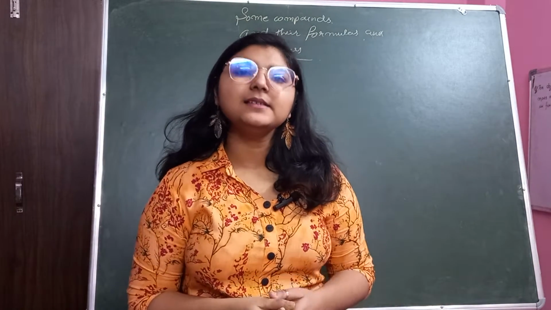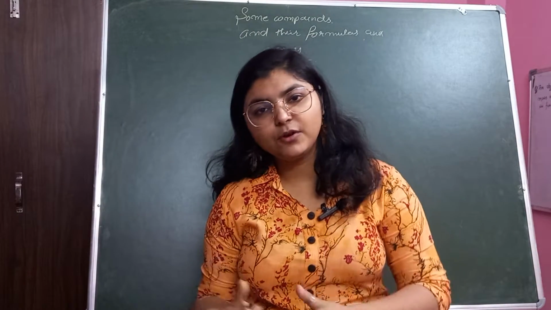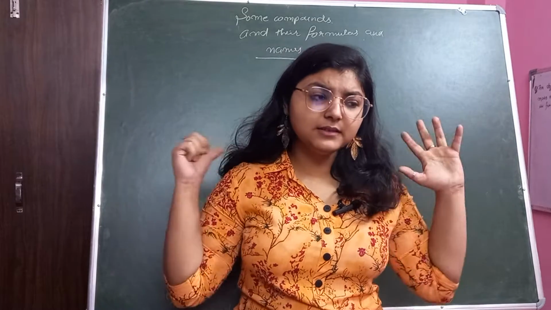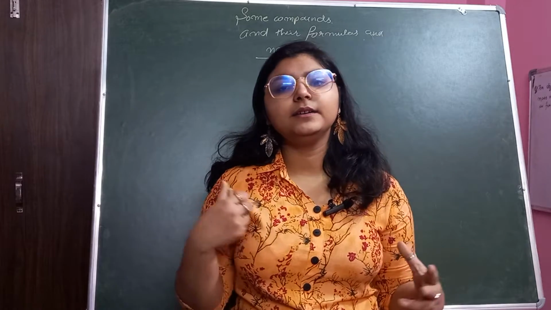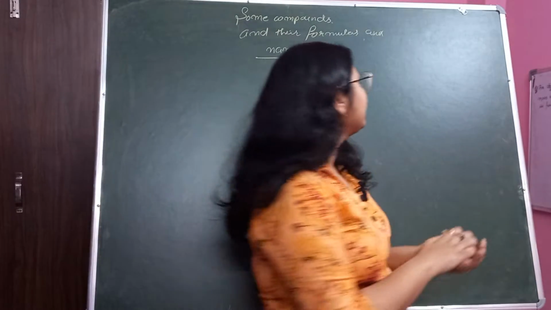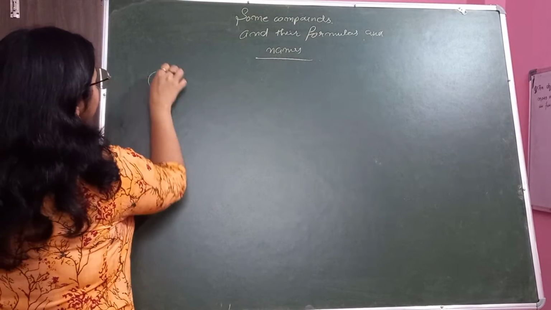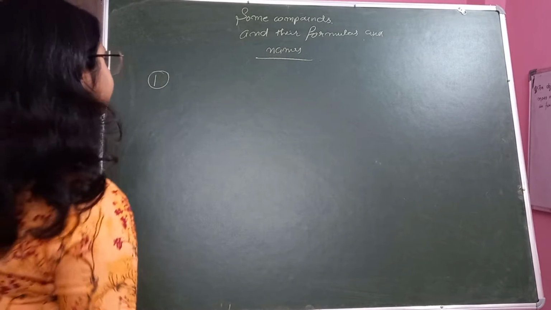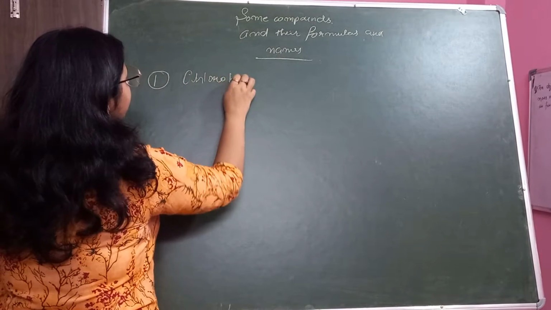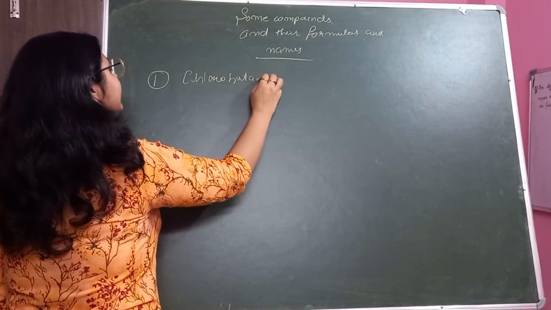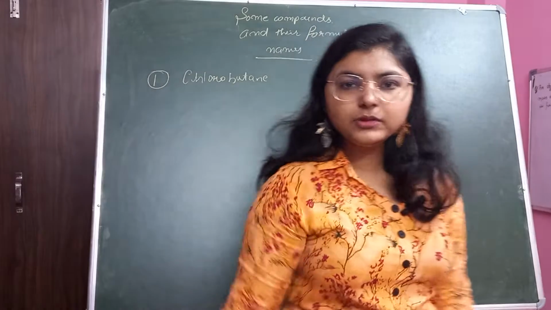And in today's class, we are going to see some compounds, right? We are going to write their formulas and their names, right? Till now, whatever we have studied, we are going to use that. And let's start, right? So, the first compound that I'm going to take is chlorobutane. In this, you will get the proper idea of how you have to make a compound, right?